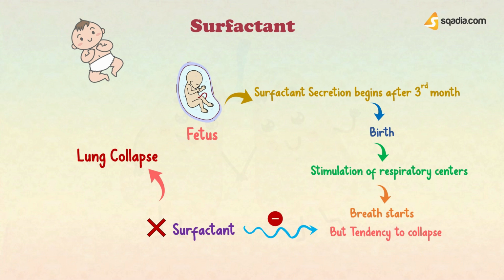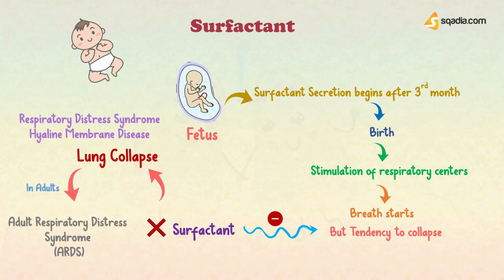Absence of surfactant in infants causes collapse of lungs, and the condition is called respiratory distress syndrome or hyaline membrane disease. Not only in infants, but deficiency of surfactant occurs in adults also, and it is called adult respiratory distress syndrome, or ARDS. In addition, the deficiency of surfactant increases the susceptibility to bacterial and viral infections.